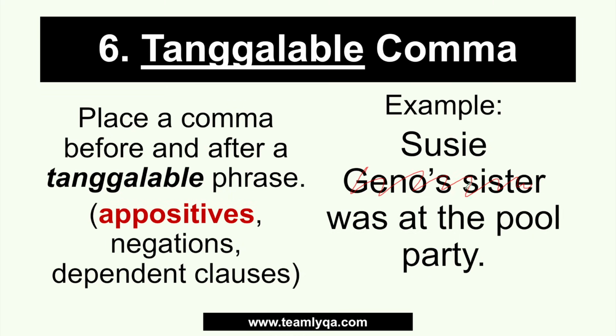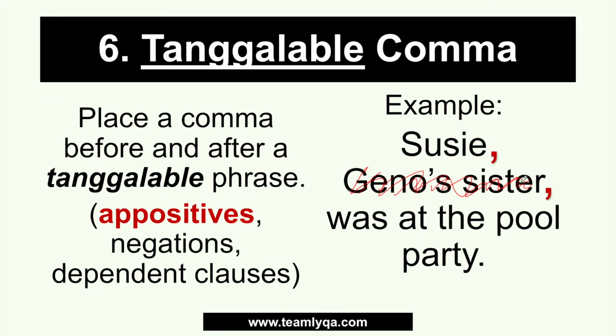So, yung Geno's sister, tanggalable siya. Hindi siya kailangan sa sentence na yan. At kung appositive siya, it's just something to talk about yung pinag-uusapan ng subject na na-mention. You'll have to put a comma before and after. Okay? So, right here and then right there. Kasi, again, kung ano man yung napagigitnaan ng dalawang comma, tanggalable. Pwede mo tanggalin sa isang sentence. So, Susie, Geno's sister, was at the pool party.